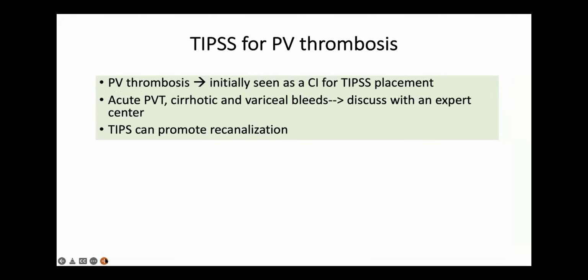TIPS for portal vein thrombosis. Previously it was actually quite controversial to do a TIPS for a patient with portal vein thrombosis. However, now we look at the anatomy more extensively, and it has been shown to be beneficial to patients with portal vein thrombosis. So it's not a contraindication anymore. Now they say refer to an expert center for a multidisciplinary team discussion, especially patients with acute portal vein thrombosis, cirrhotics, and patients having variceal bleeds. TIPS has been shown to help with recanalization of the portal vein thrombosis too.